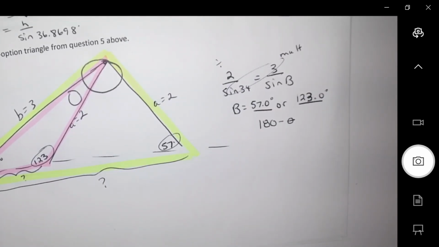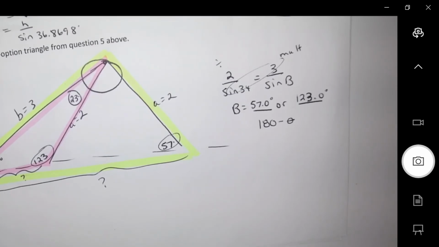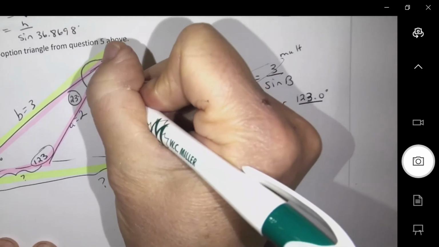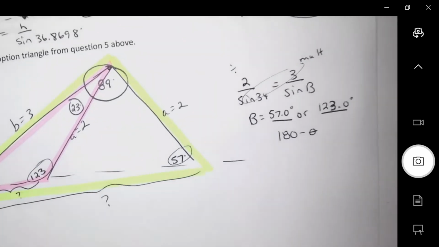So you give me the last, 180 minus. Okay, so you're looking, again, these colors are really nice because you can see the last angle in my pink triangle, the last angle in my yellow triangle. And then you have one more thing to do.